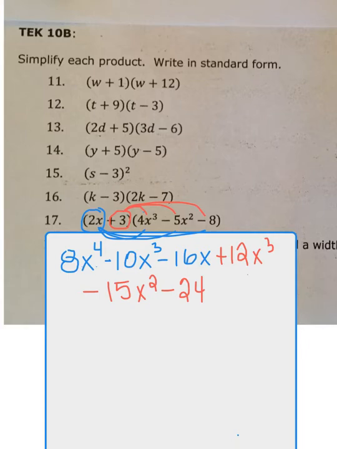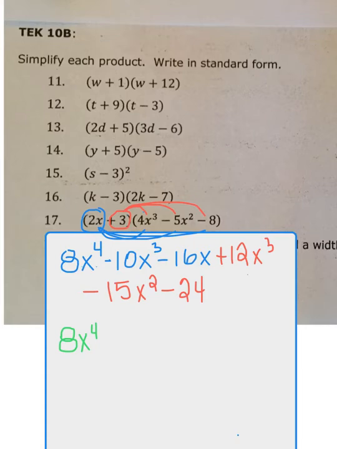I'm going to go back now and combine things that can go together. So I'm going to do that in green. So I look at 8x to the 4th. I do not notice any other x to the 4ths, so I'm just going to write 8x to the 4th in my answer. I can't do anything else with that.